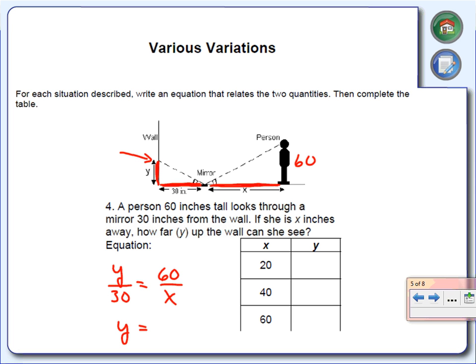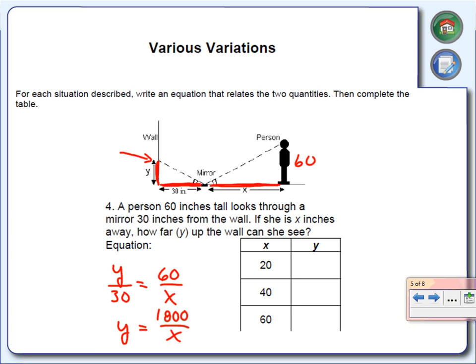So how are we going to make it say y equals? Well, look what they're doing to the y. They're dividing it by 30. What's the opposite of dividing by 30? Multiplying by 30. So if I multiply this 60 times that 30, what's 60 times 30? 1,800 over x. Of course, we still got that x as our denominator. All we did was multiply the 60 times the 30. All right, so this is my equation. y equals 1,800 divided by x.